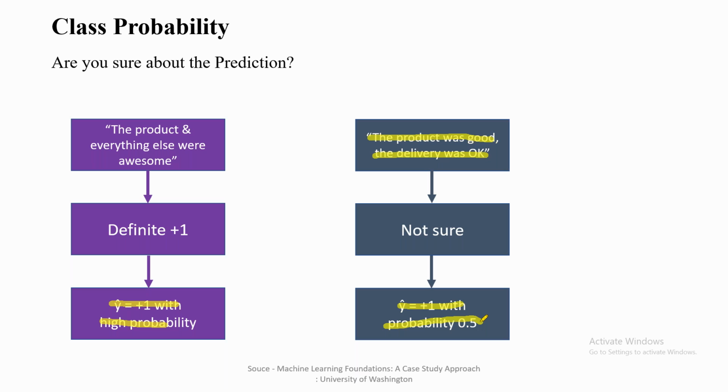So instead of going to just +1 or -1, if we can also give an associated probability, that will also serve our purpose. But how can we do it? How can we convert the score numbers into probability? Let's check that out.